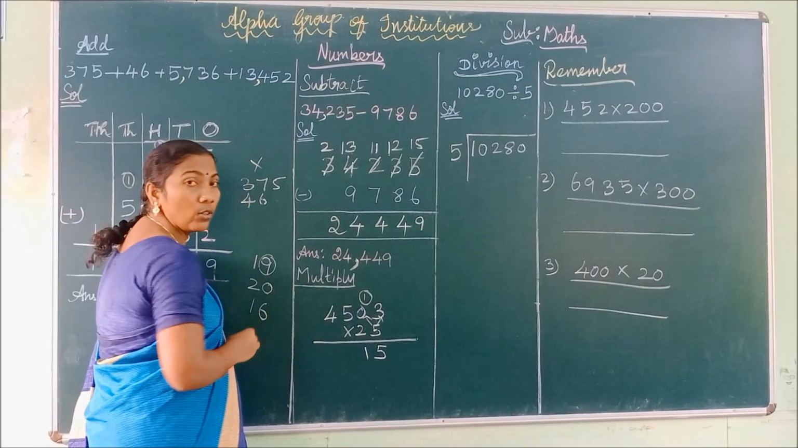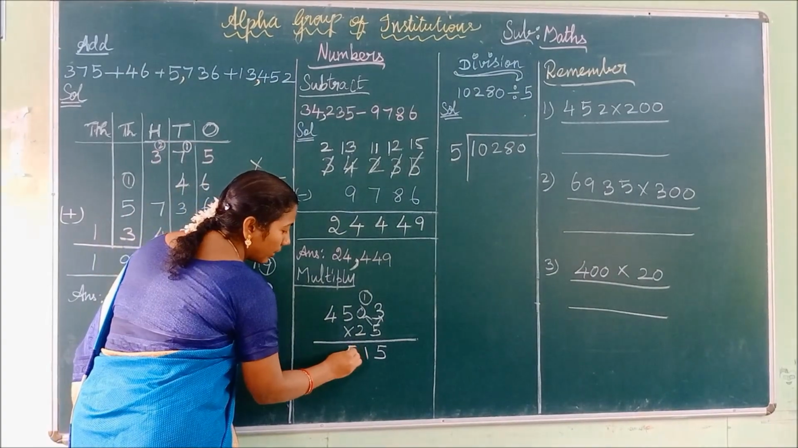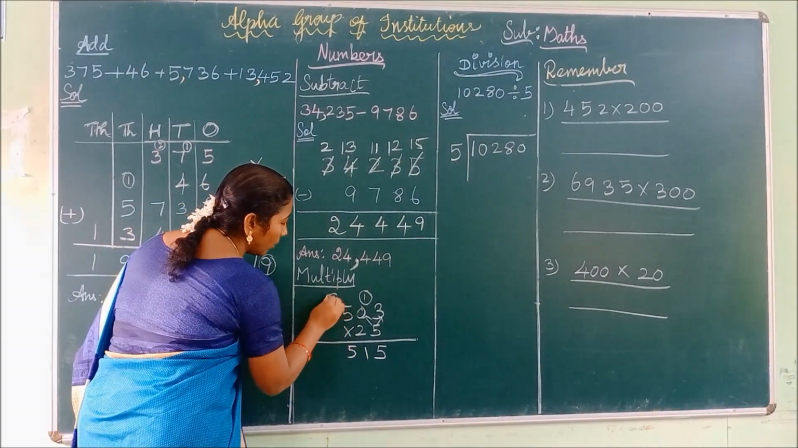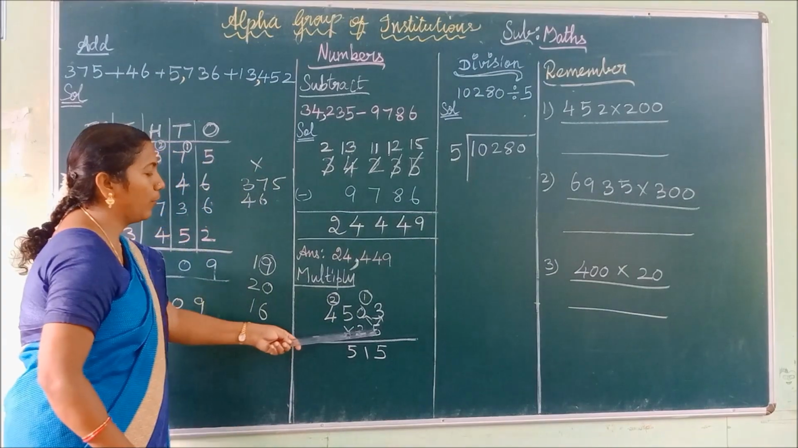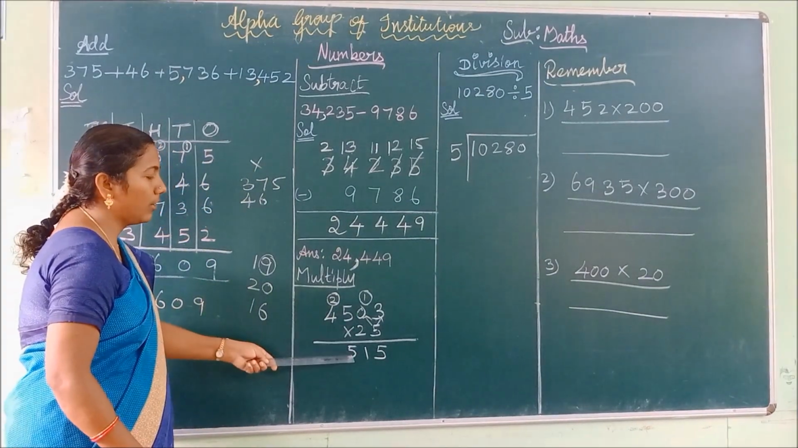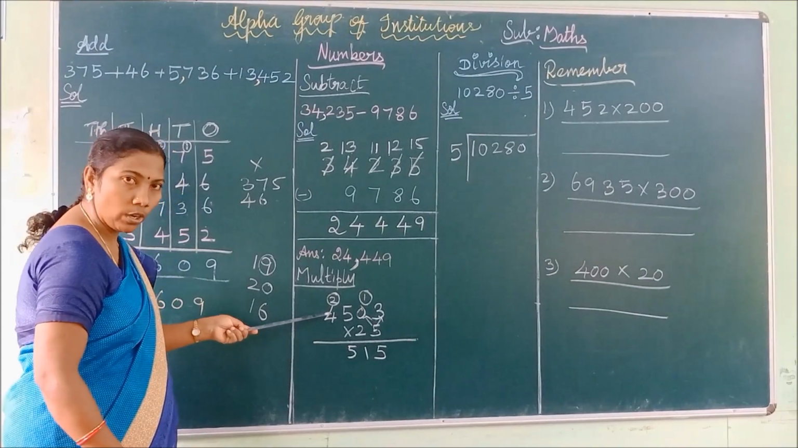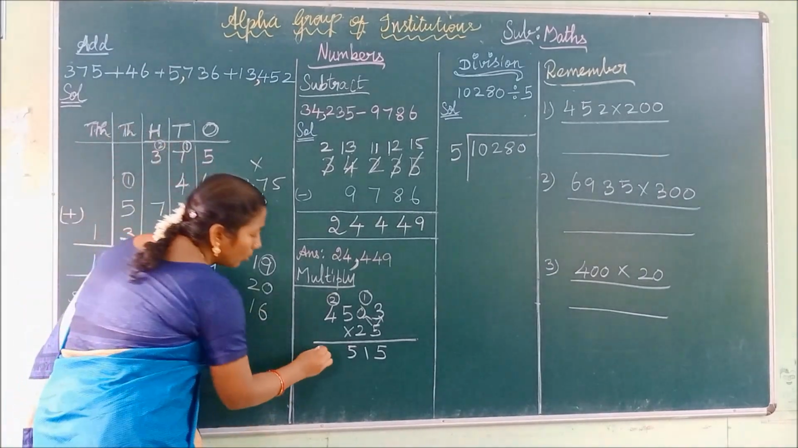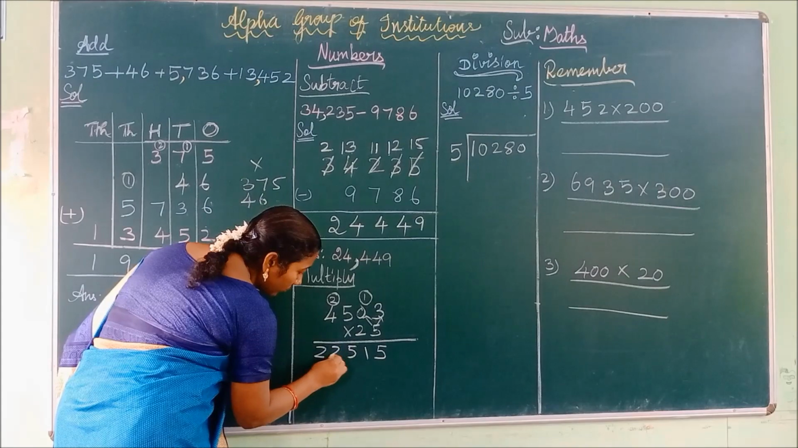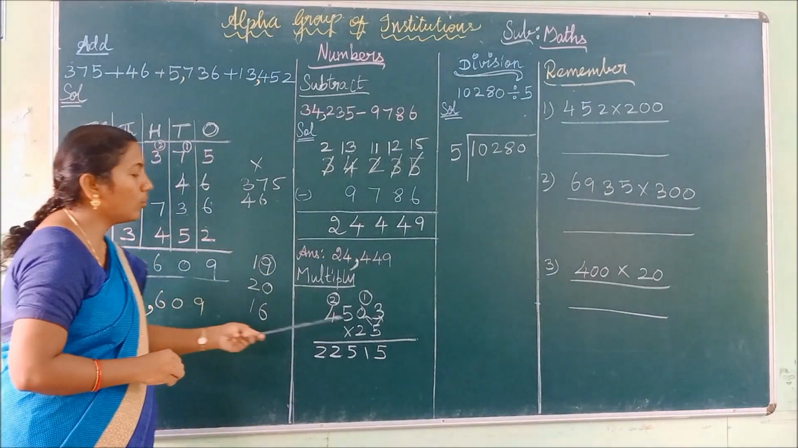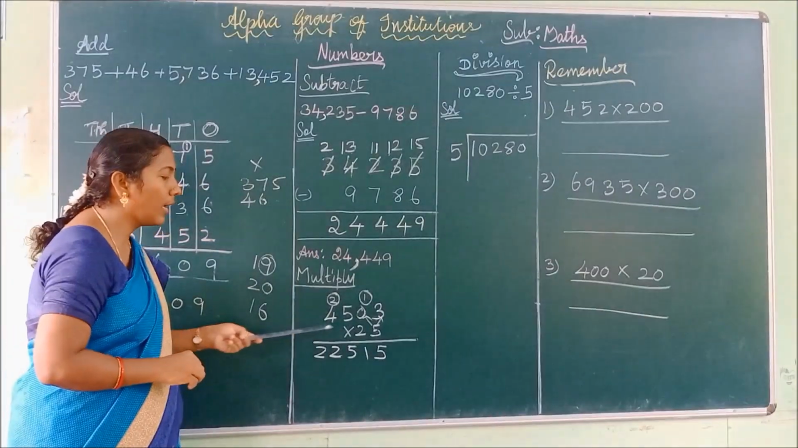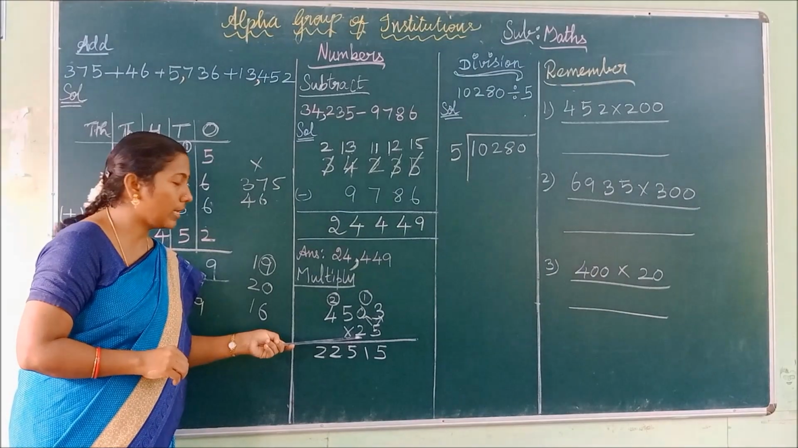5 5s are 25. Write the 5 here and carry over the 2 to the next number. So 5 5s are 25. Here we have written 5 and carry over is 2. 5 4s are 20. 20 plus 2, 22. Do you understand?